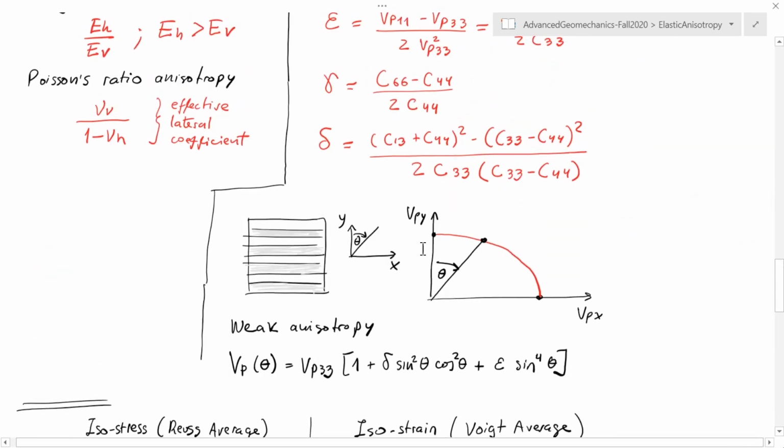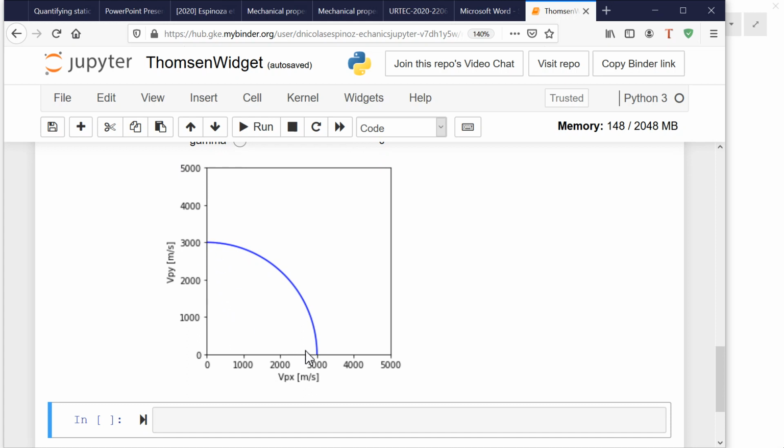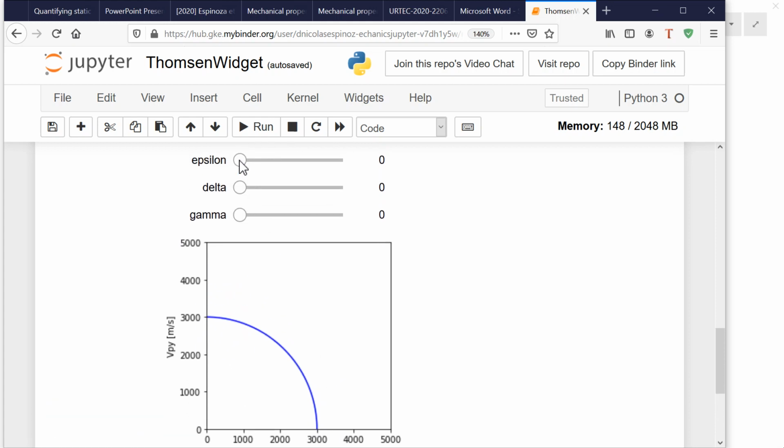So coming back then to the Thomsen parameters, the Thomsen parameters epsilon, gamma, and delta characterize the variation of the P wave velocities if they are in vertical direction or in horizontal direction. And as you increase the anisotropy or the epsilon, the P wave velocity in the horizontal direction increases, and now the shape of this equation is not exactly an ellipse, but is given by the equation I shared with you before, but it looks a little bit like that.